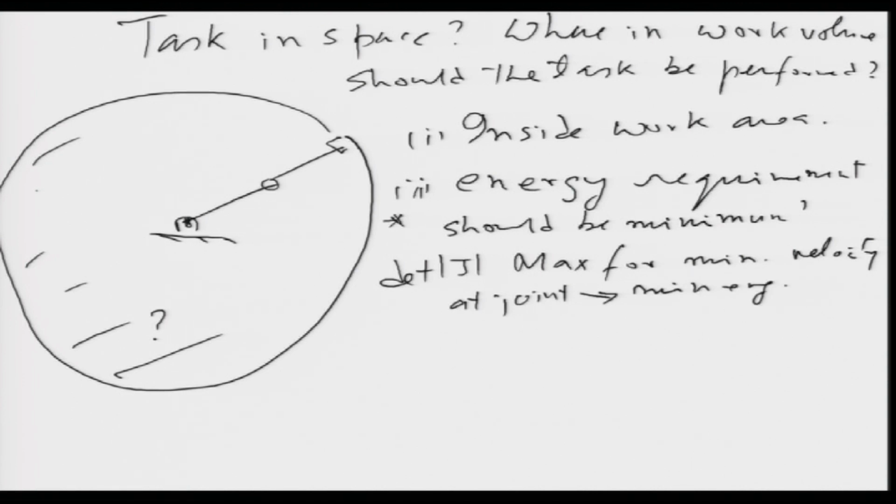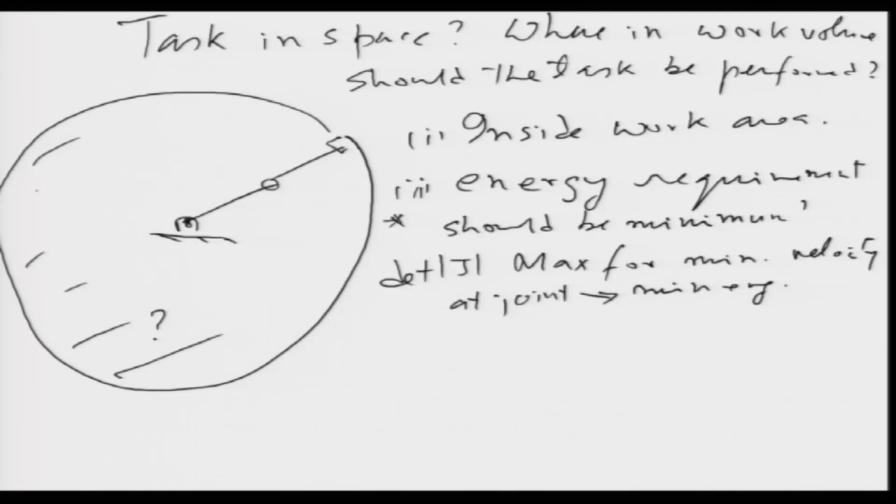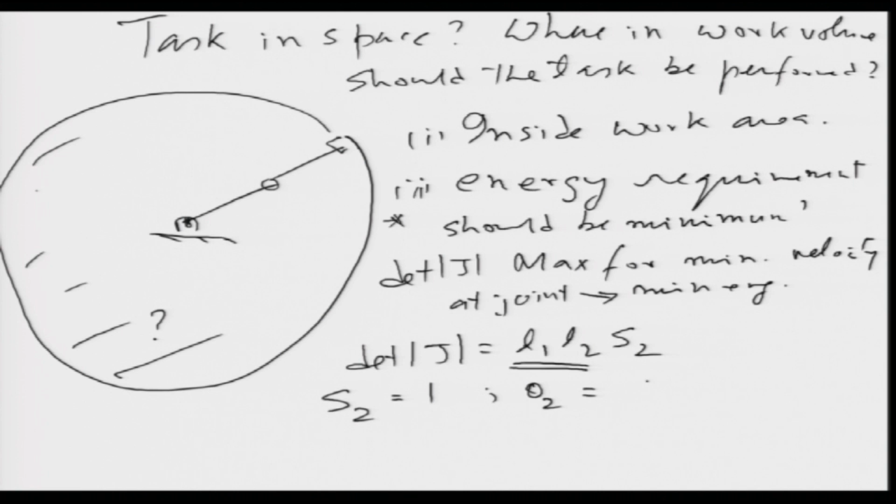So, we are trying to answer the second question, where the task should be performed, by saying that we should perform the task in an area where the joint velocities are going to become minimum, and because of which the energy will become minimum. We just saw the determinant of J is L1 L2 sin theta 2. L1 and L2 are constants because they are link lengths. So, sin theta 2 is maximum, and the value of sin theta 2 to be maximum has to be equal to 1. Sin theta 2 should be 1, which implies that theta 2 should be equal to 90 degrees or 270 degrees.